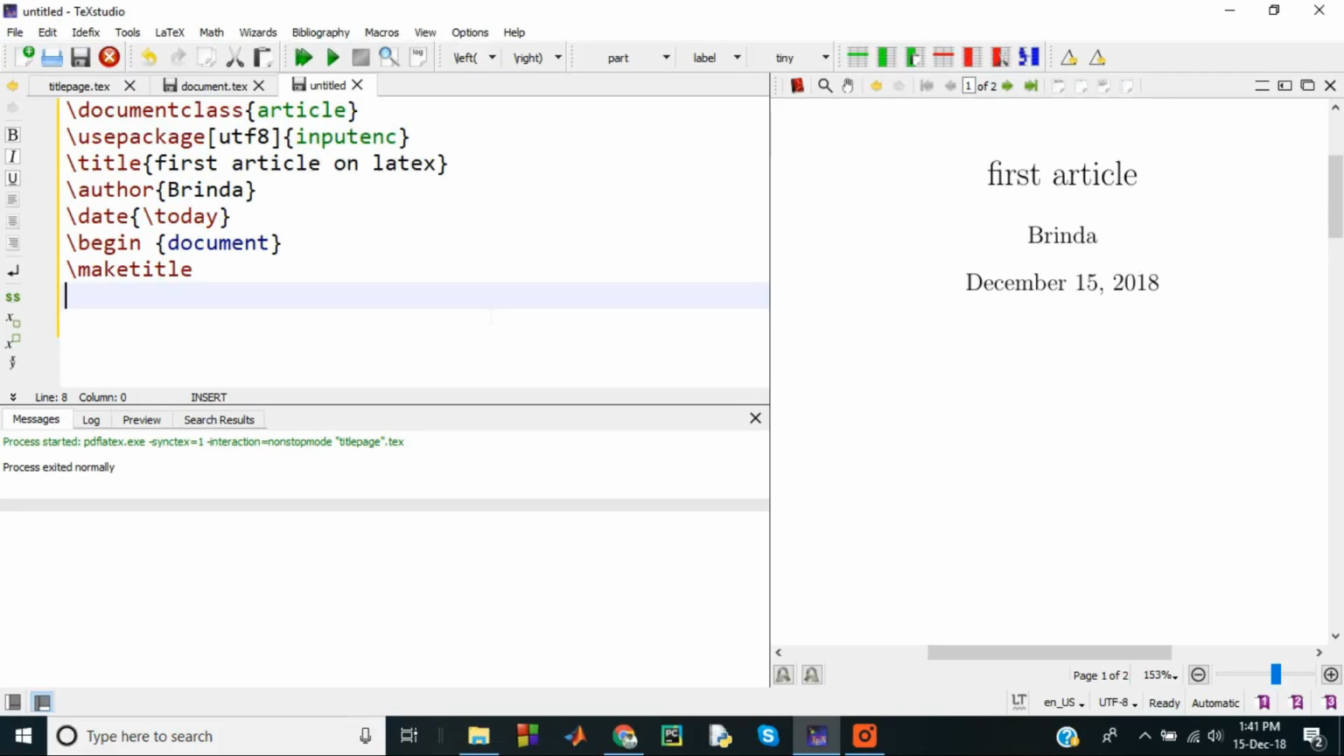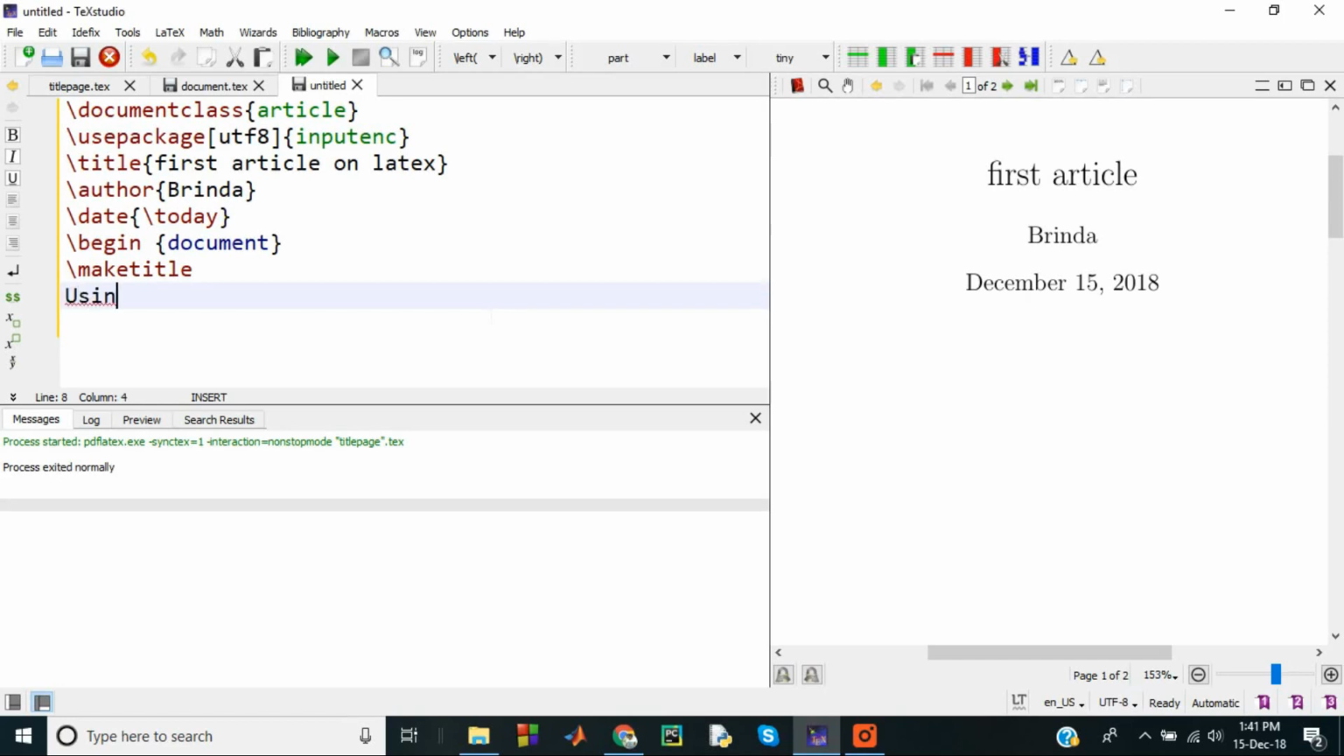Let us now see how to write mathematical expressions in LaTeX. LaTeX allows us to display mathematical expressions in two modes, the inline mode and the display mode. When you use the inline mode, you can display the expression in the same line, while for display mode, you can display it in separate lines.